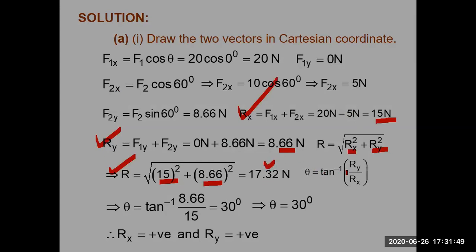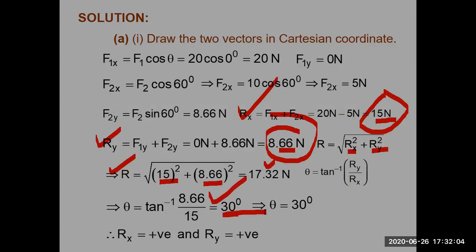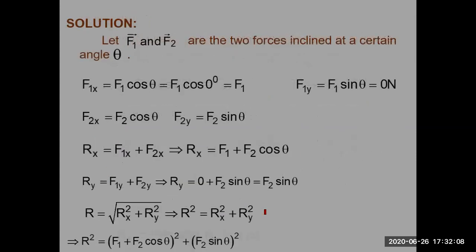And if you are asked to find the direction, it is Ry. Where is Ry? This one. And then divided by Rx. This is Rx. 0.866 divided by 15. So here it is. The angle is then 30 degrees. So with the angle, you are calculating basically the direction of the resultant force.